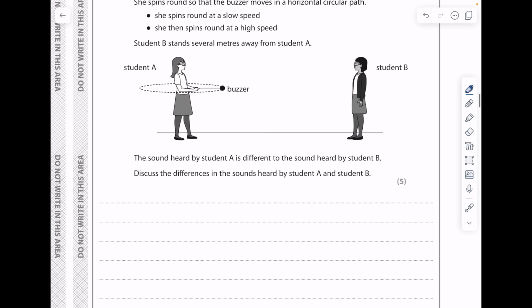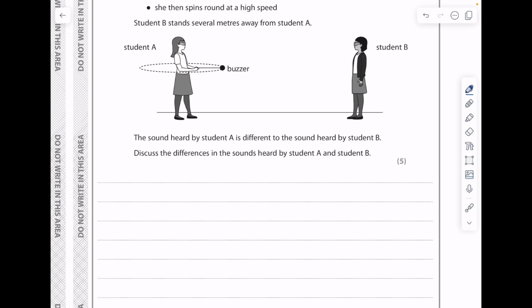Let's go in with the most straightforward first mark, which is that clearly because student A is closer to the buzzer, the sound will be louder. Then if you think about the fact that that buzzer's moving in a circle around student A, because it's equidistant, it's always the same distance away from her, it will always have the same pitch.